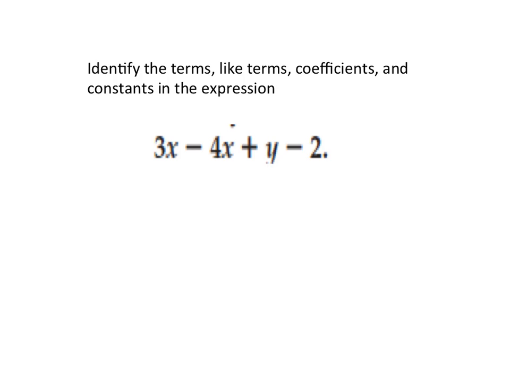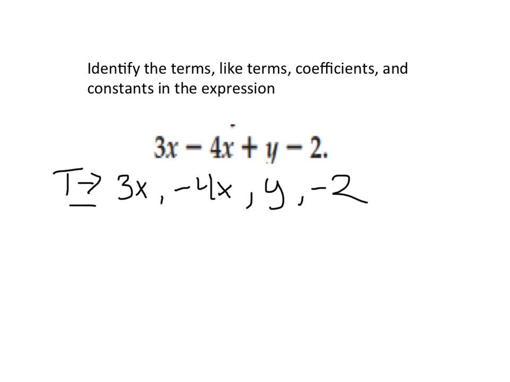In this slide it says identify the terms, like terms, coefficients, and constants in this expression. The expression is 3x minus 4x plus y minus 2. Alright, the first thing we have is terms. The terms are 3x, the subtraction sign makes that a negative 4x, we have a y and a negative 2. We have four terms in this one.